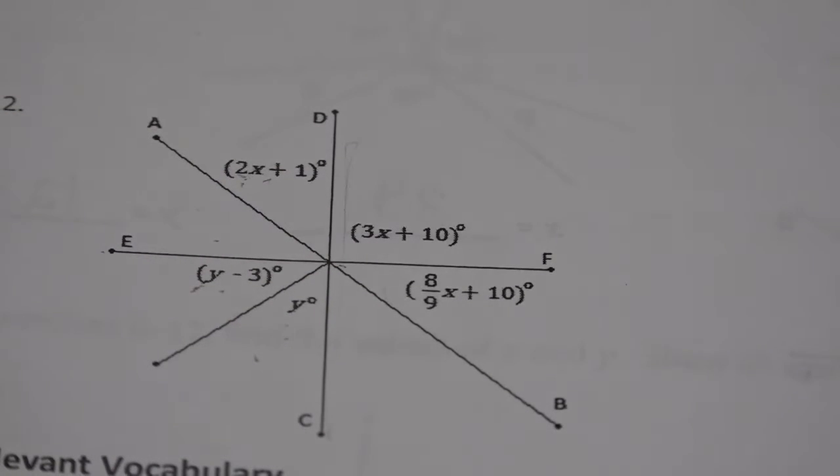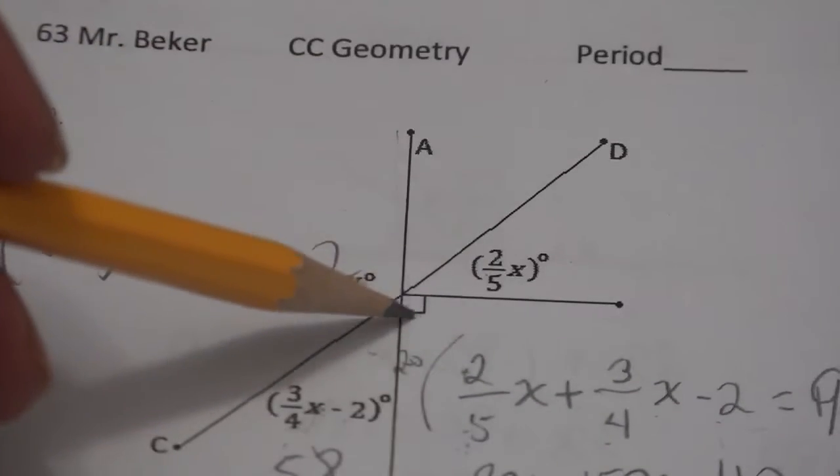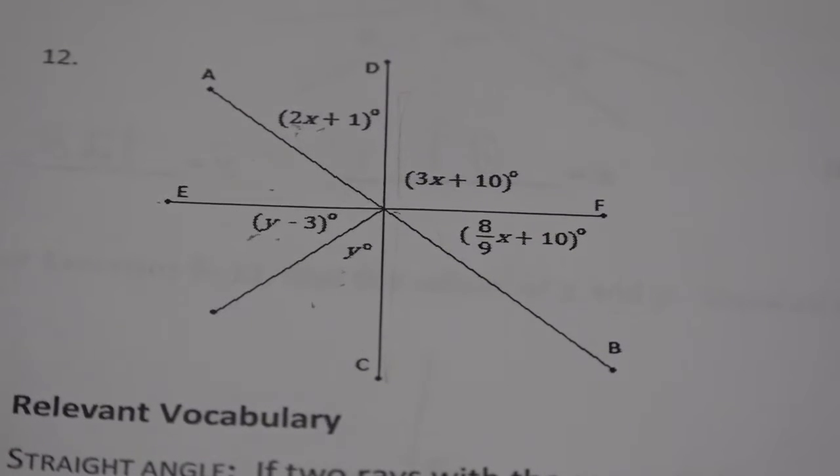Now, don't take this as being 90 degrees, 90 degrees, 90 degrees, because it doesn't say anything about being 90 degrees. Remember what I told you before. It has to be given to you. If it's not given to you, it's not. All right then. So get to work.